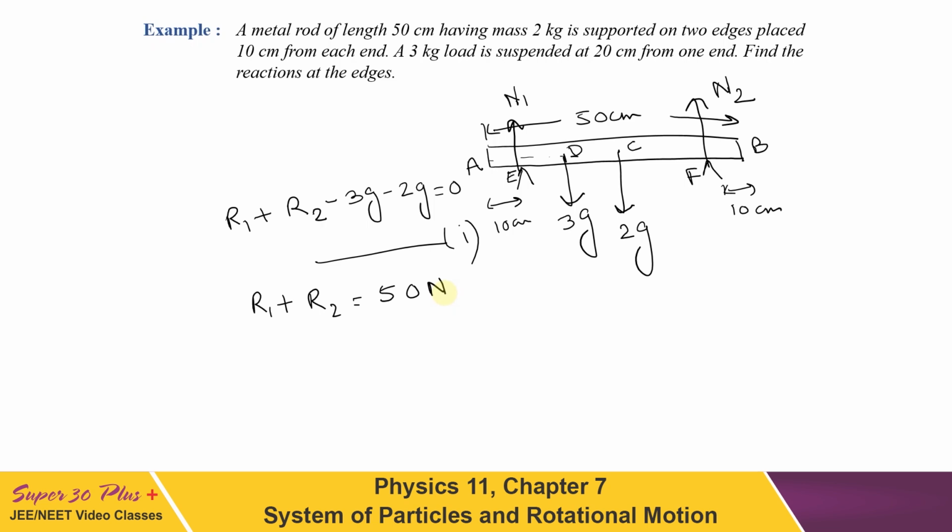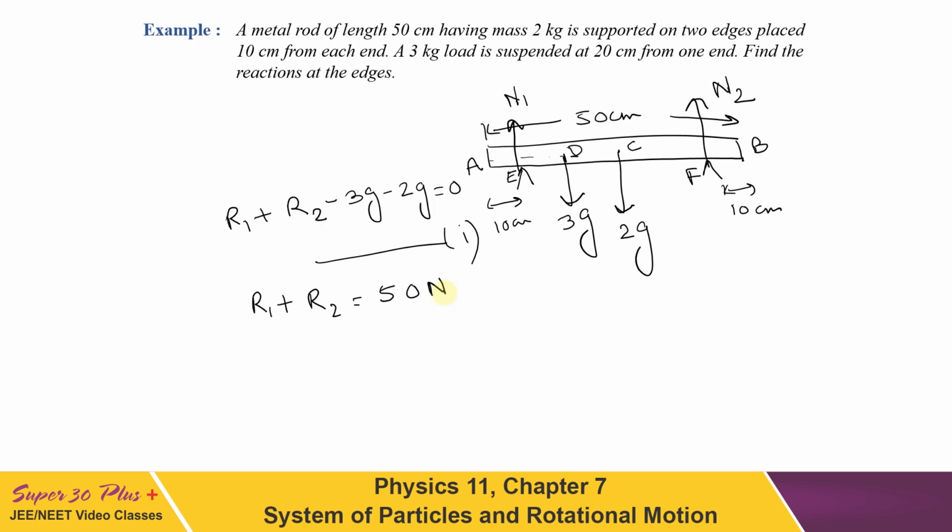So if you write the torque of all the forces, first you have to consider about which point you will write the torque. It is always beneficial to write torque about a point at which any of the forces is acting, because then for that force the torque will be 0 about that particular point.